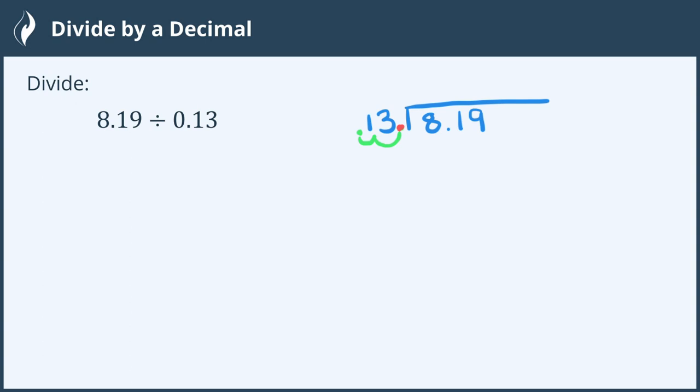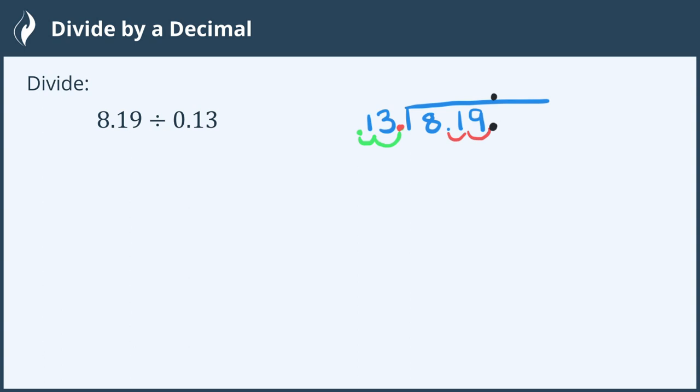Because I moved my decimal over 2 place values on the outside, then I must also move it 2 place values on the inside. So I move it over 1, 2, and my new decimal place value on the inside is after the 9. Which means my answer will have the decimal exactly above the one on the inside.